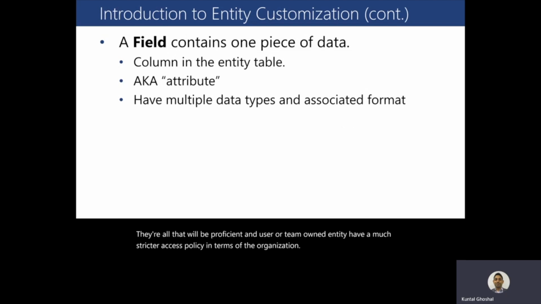The field inside the entity, which we also call an attribute, from a developer term is nothing but the column on the database table. So if you denote an entity as a database table, a field is basically a column on that database table. The field has multiple data types, which we'll be talking about in detail in the coming slides.